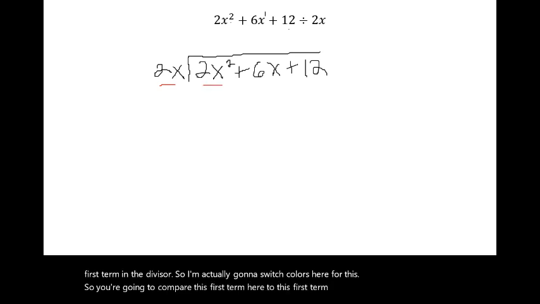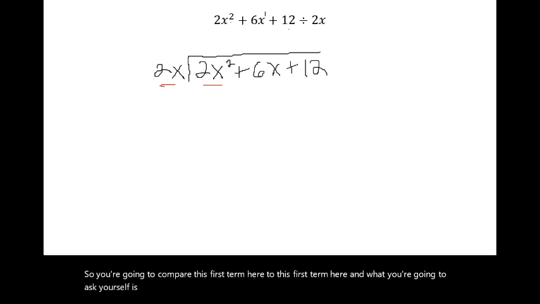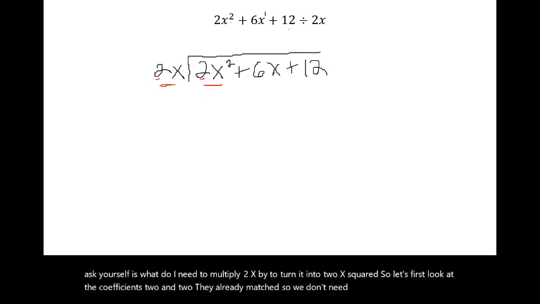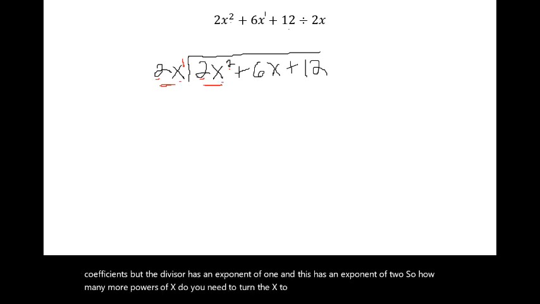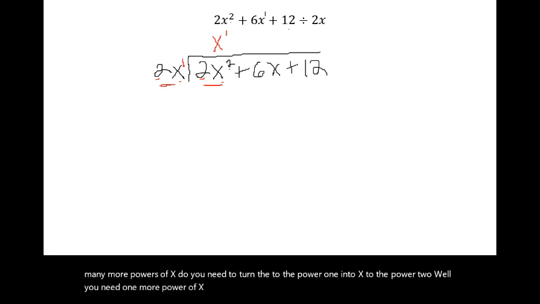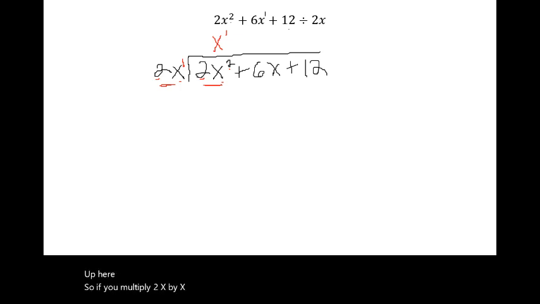And what you're going to ask yourself is, what do I need to multiply 2x by to turn it into 2x squared? Let's first look at the coefficients, 2 and 2. They already match, so we don't need anything on the coefficients. But the divisor has an exponent of 1, and this has an exponent of 2. So how many more powers of x do you need to turn x to the power 1 into x to the power 2? Well, you need one more power of x, so x to the power 1 is going to go in the quotient spot up here. If you multiply 2x by x, you're going to get 2x squared.